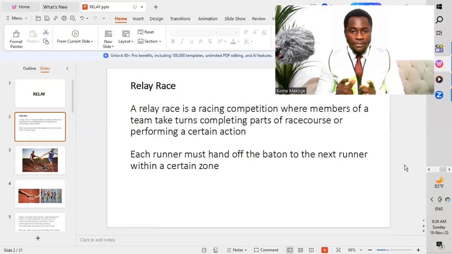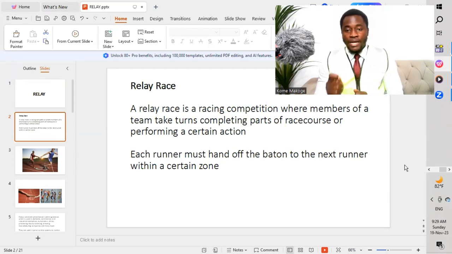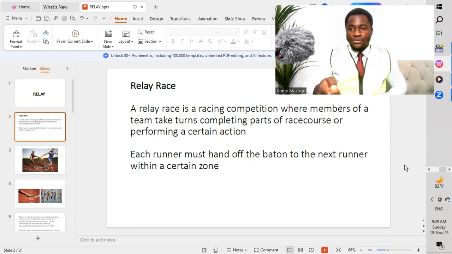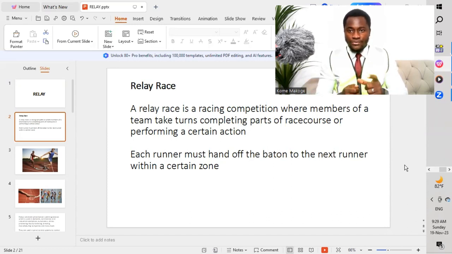So each runner must hand off the baton to the next runner within a certain zone. They stand in a certain zone where they're waiting for the baton, and then they hand it over to the next runner. It is very important. So while we understand the concept of a relay race, we now have to come to an electrical relay, so we understand the phenomenon and know how the different contacts operate.